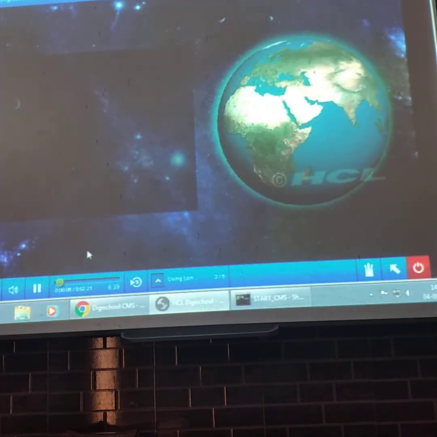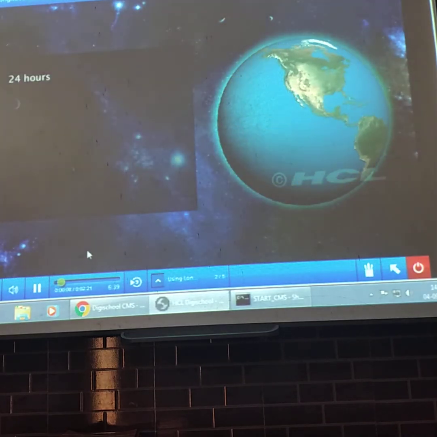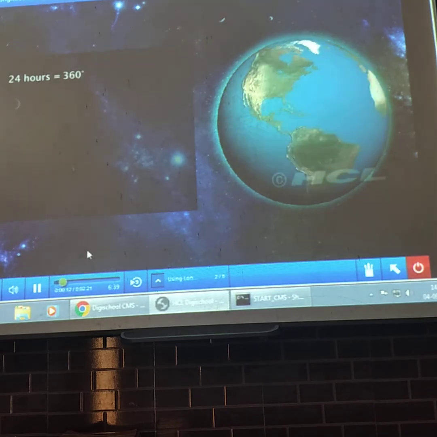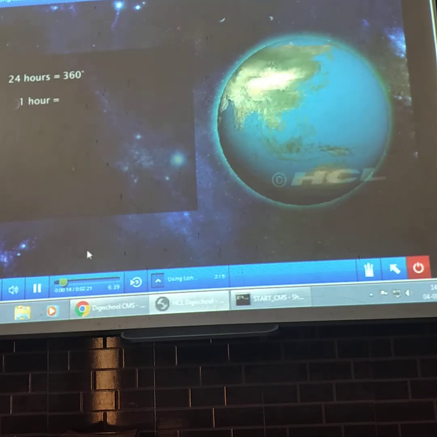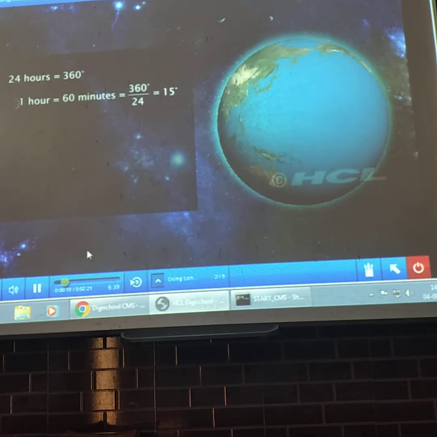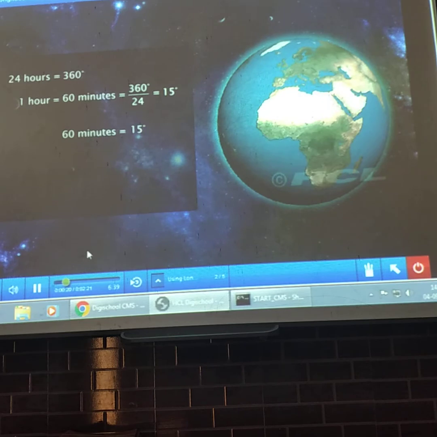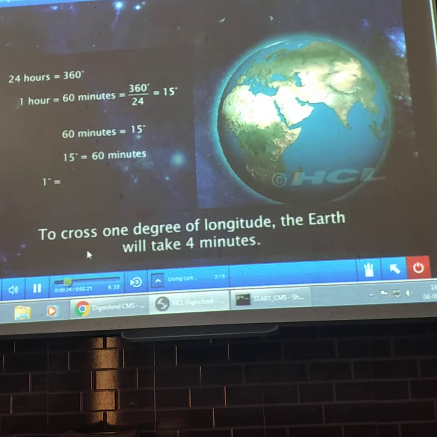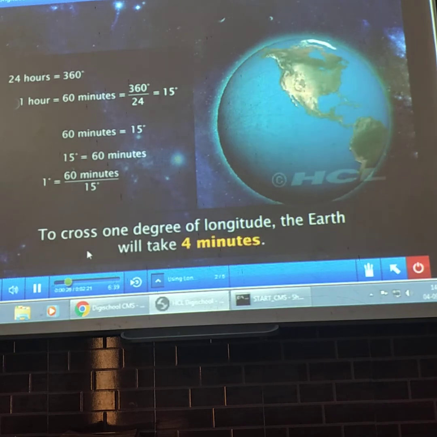The Earth takes 24 hours to complete a 360-degree rotation. So, in 1 hour, that is, in 60 minutes, the Earth rotates 15 degrees. Therefore, to cross 1 degree of longitude, the Earth will take 4 minutes.